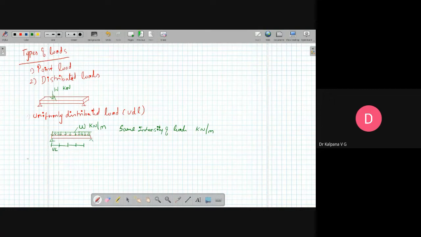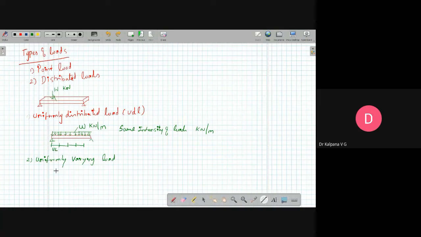Whereas the other classification is uniformly varying load. From the name itself, varying load, so the rate of loading is not constant. Whereas in case of uniformly distributed load, the rate of loading is constant throughout the length. In case of uniformly varying load, there will be some change in the rate of loading. We can draw.